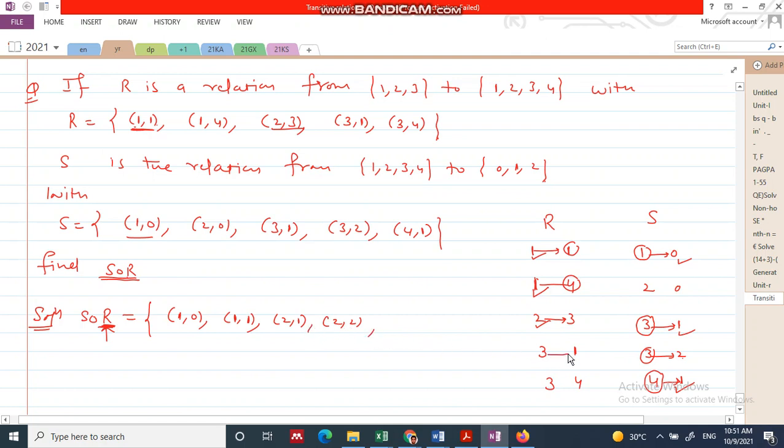Now what is the next element? 3 goes to 1 and 1 goes to 0. It means that 3 goes to 0. Then 3 goes to 4 and 4 goes to 1. It means that 3 goes to 1. So this is the correct solution of finding S o R. Please ignore the second example of the previous video. Okay, so thank you very much, students.